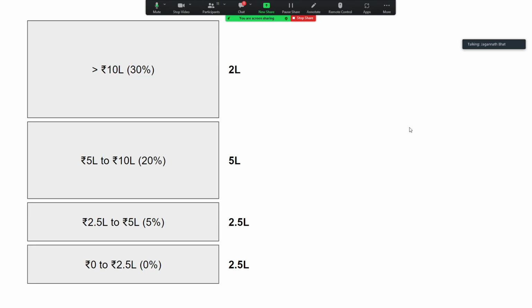Now that we know how income is divided into slabs, we can look at how tax is calculated. For putting money into each of these slabs, you need to pay a certain amount as tax. Putting money into the first slab, you don't have to pay any tax. It's 0%, so its tax is 2.5 lakhs into 0%, that's zero. For the second slab, you still have 2.5 lakhs in it, but here you have to pay 5%.